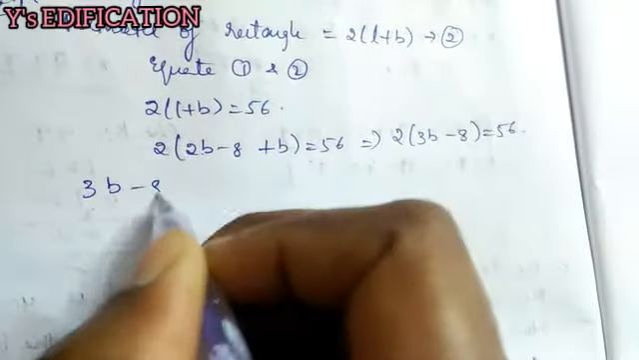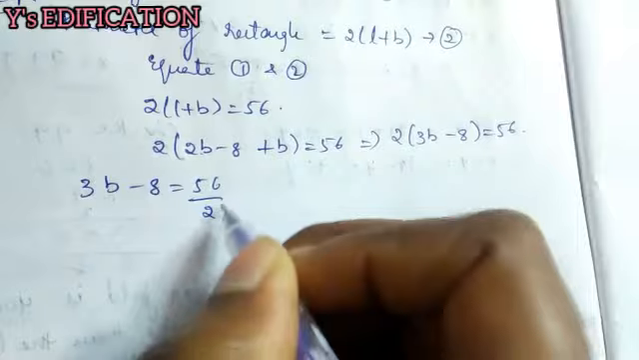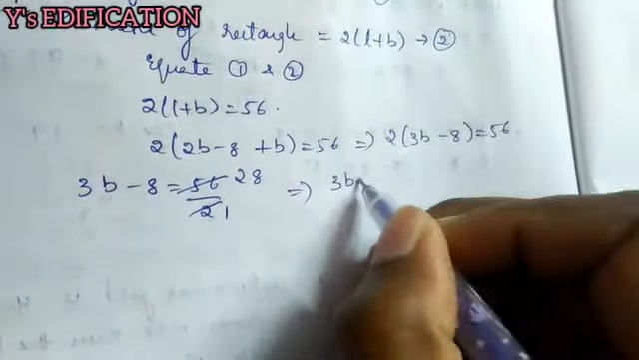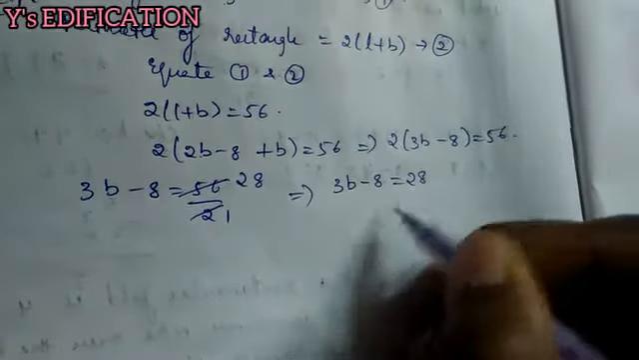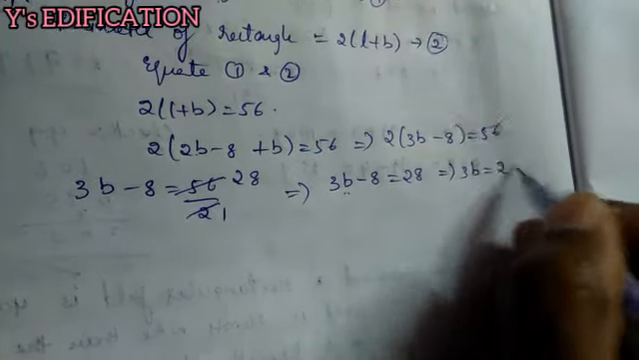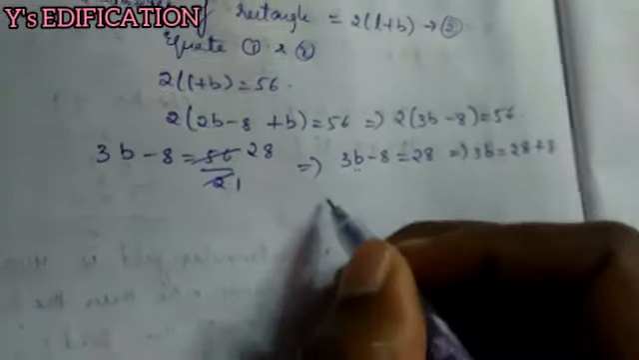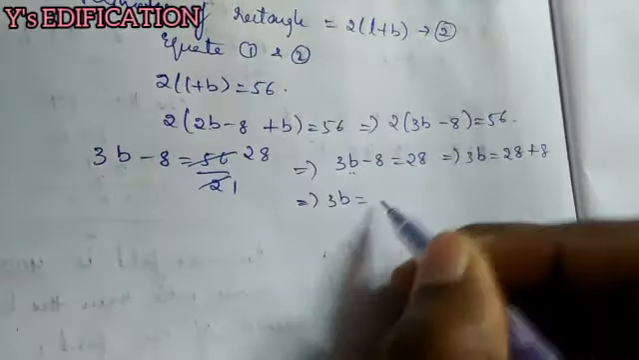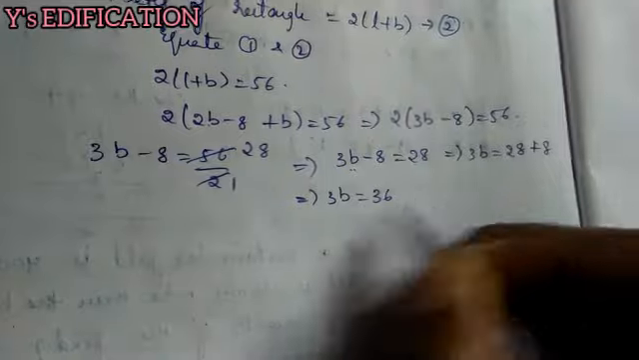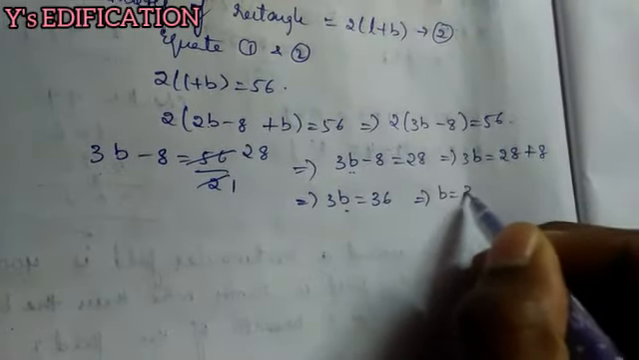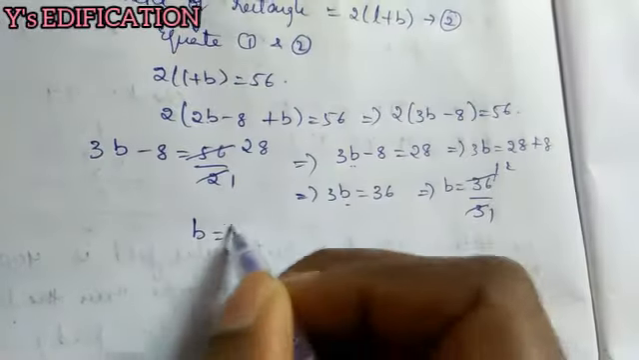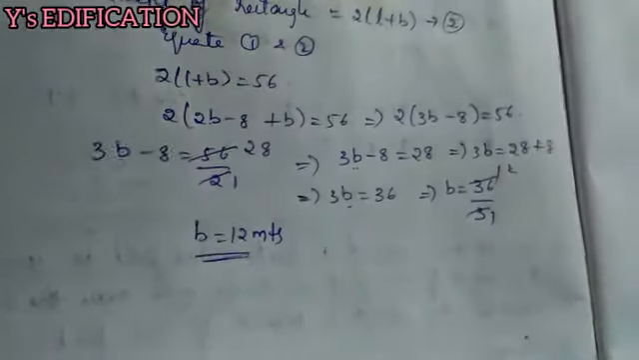So 3B minus 8 is equal to 56 by 2. 2 into 28 is 56, so 3B minus 8 is equal to 28. We want the B value, so I am going to send this number here. 3B is equal to 28 plus 8, which is 36. We want only the B value, so 36 by 3 is 12. So 12 meters is the breadth.